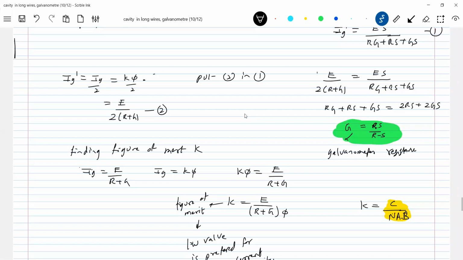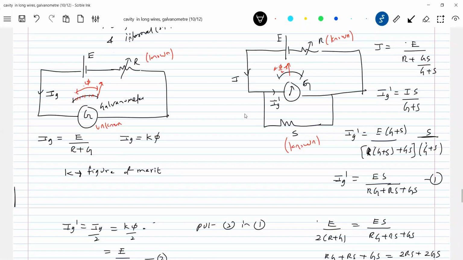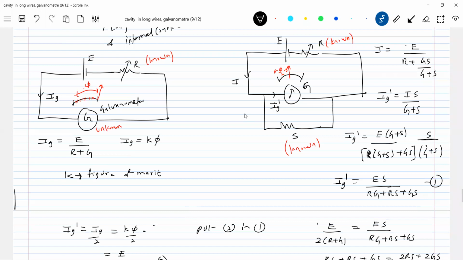So G using this experiment. First full deflection, then the shunt will be connected. The value of S is so chosen that the deflection will become half. Then that value of S I'm going to substitute here. So the deflection shows half of it in the second circuit here. Like that, the value of S is chosen. So you write it here: this value of S is chosen or adjusted.